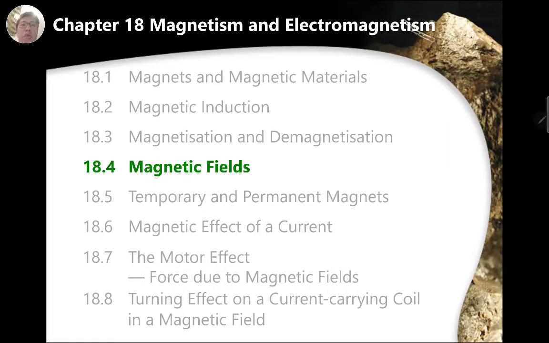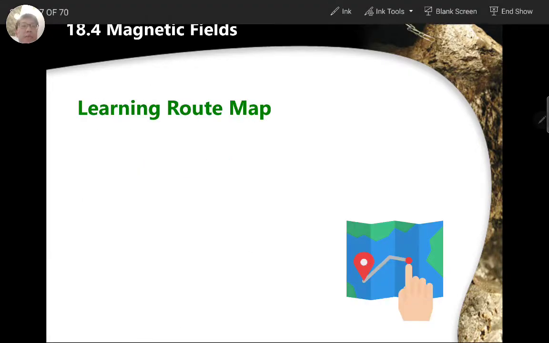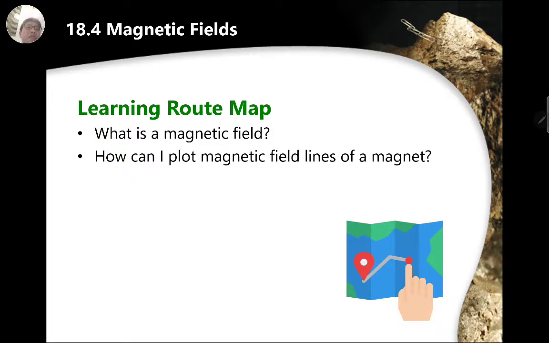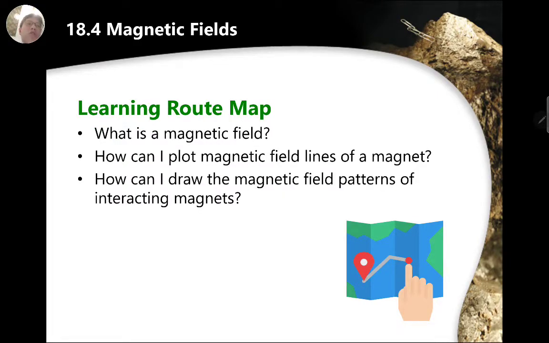Okay, welcome back to your next lesson in magnetism. We're moving on to magnetic fields. So, learning route map for today. What is a magnetic field? How can I plot magnetic field lines of a magnet? And how can I draw the magnetic field patterns of interacting magnets? Okay.